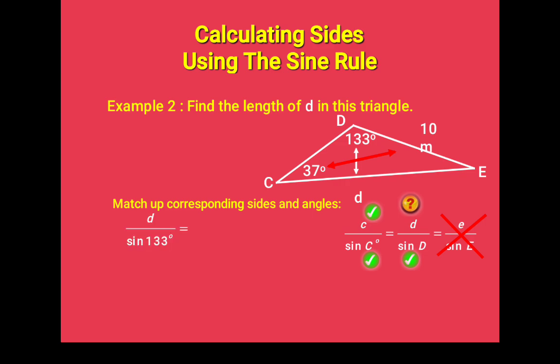So equating the ratios that are known shall give us side D divided by sine of 133 being equal to 10 divided by sine of 37. All right, I hope we are good there.